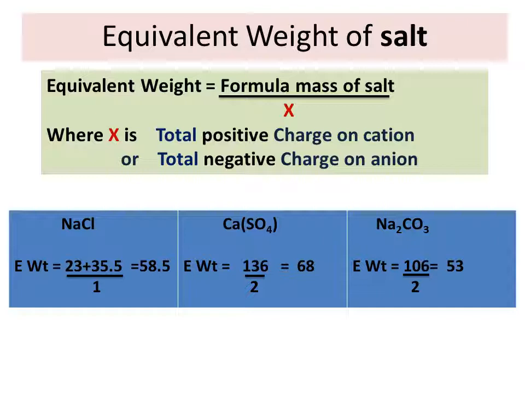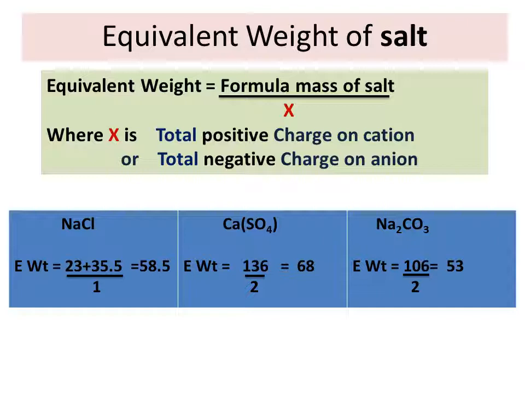In the case of calcium sulfate, the formula mass is 136. Calcium has two positive charges, so the total positive charge on the cation is 2. Or the total negative charge on the sulfate ion is 2 minus. So 136 divided by the total positive charge or total negative charge. So 136 divided by 2 comes out to be 68. The equivalent weight here is 68.